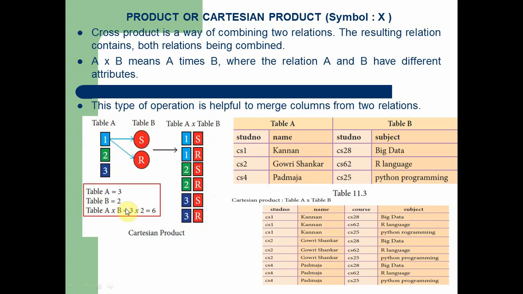So this is called the Cartesian product which we applied on the two tables. So Kannan with big data, Kannan with R language, Kannan with Python programming, Gauri Shankar with big data, Gauri Shankar with R language, Gauri Shankar with Python programming. It is just like multiplying the numbers of two different lists. So this is how we use relational algebra in RDBMS.